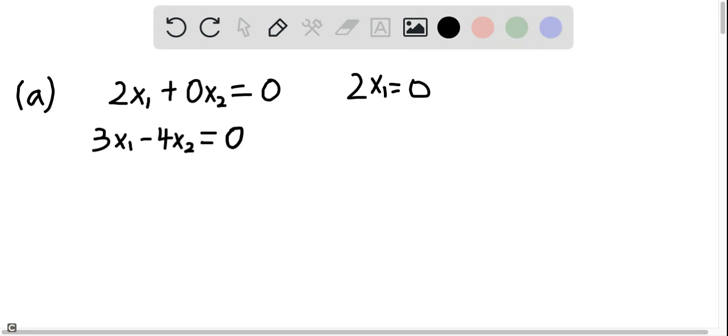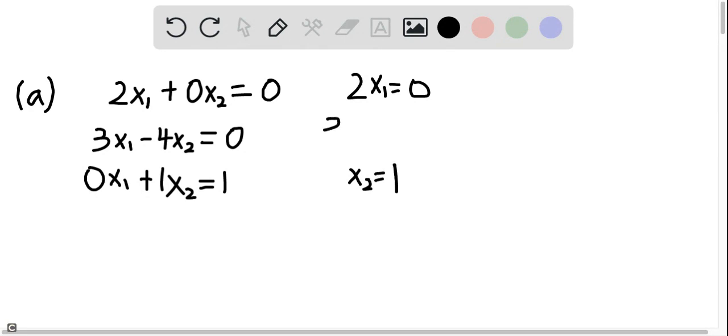Now the last row is 0 for the first number. And then add 1 copy of x2. And that equals 1. Since it's 0, 1, 1. And that, after simplifying, is just x2 equals 1.